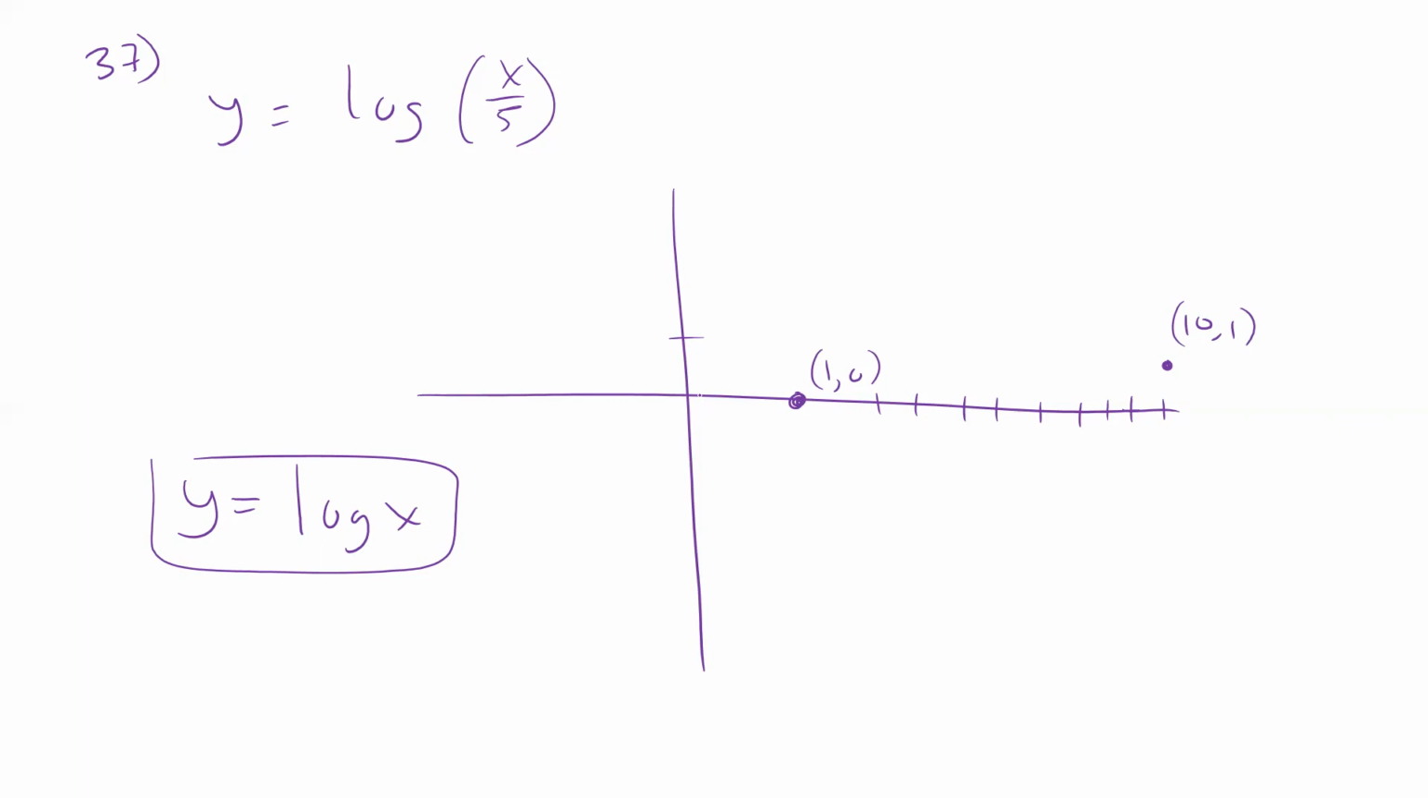And then going the other way, it's going to be at (1/10, -1). It comes up very quickly and it just spits out to the right very quickly. Okay, so now the question is, what happens if I have a 1/5 there?